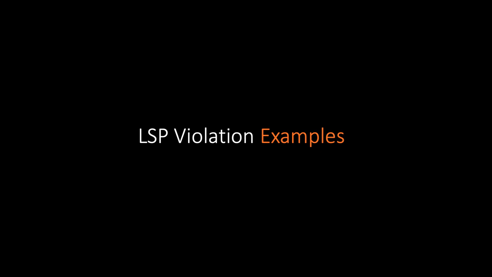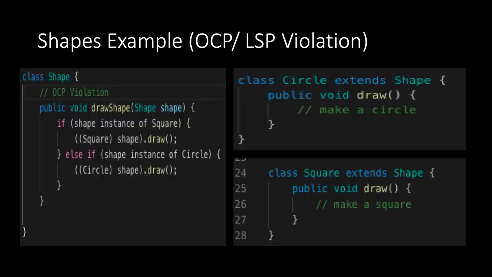Let's have a look at a couple of examples for LSP violation. So we are taking this shapes example. Here we have a base class called shape, which provides an interface for a client to draw a shape by passing an instance of shape class. Now, shape has two subclasses. We have a circle and a square. Okay, let's have a look at the draw shape method.